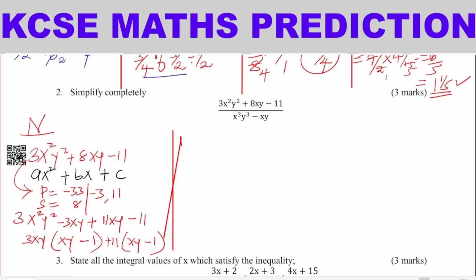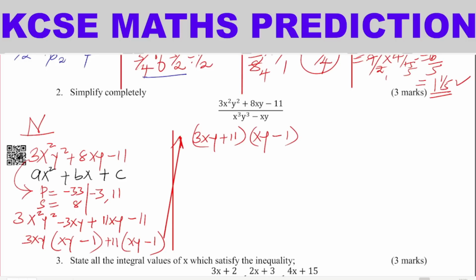So you're moving from here. So this will give 3xy plus 11 into brackets xy minus 1. So that is what you get for the numerator.